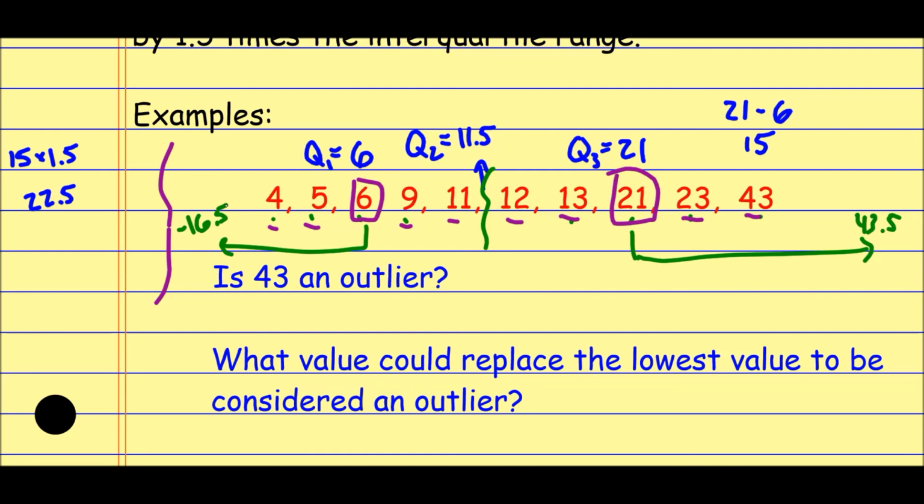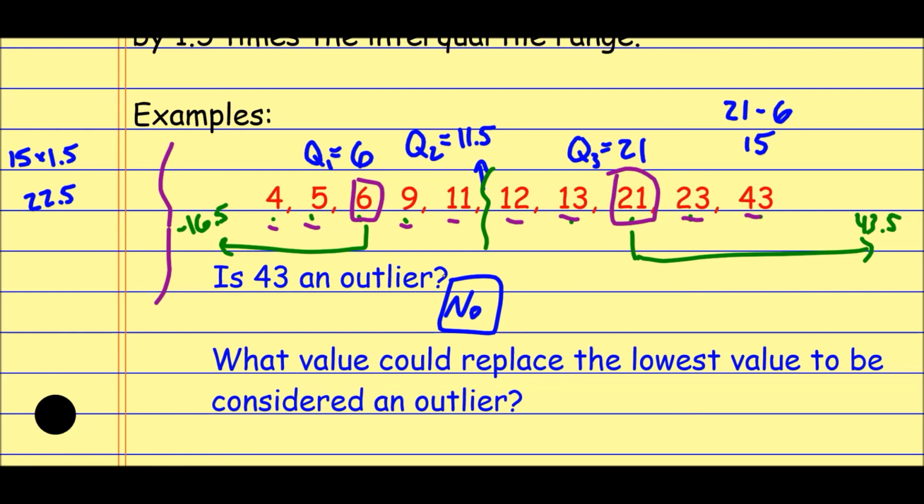So when asked the question, is 43 an outlier? Well, is that in the acceptable range? And the answer is yeah, it's in the acceptable range. So no, this one's not an outlier, because it still falls in the acceptable range. 43 is just inside that acceptable range. If it was 44, then we would consider it an outlier.